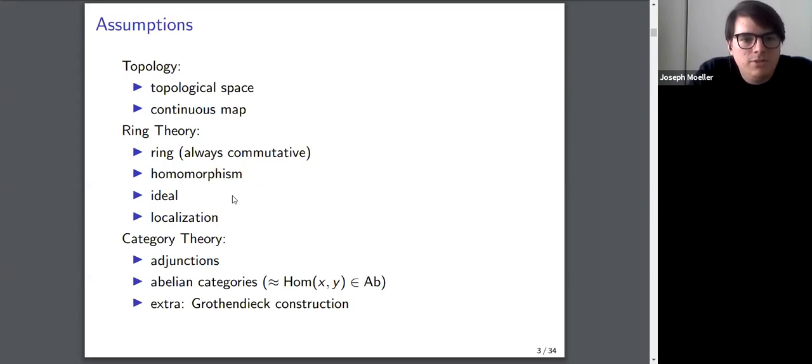It's just what's a topological space and a continuous map. From ring theory, it's just what's a ring and a homomorphism, and also what's an ideal and what's localization. And then from category theory, hopefully this isn't too much: just adjunctions, abelian categories, and not even very much, just the vague notion that it has to do with the Hom sets being abelian groups. And then I'm going to point out the Grothendieck construction showing up probably a couple of times at least. So if you know that, then great. And if you don't, then I don't think you'll miss much.